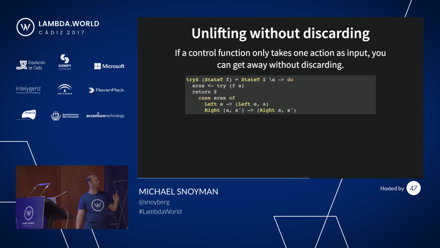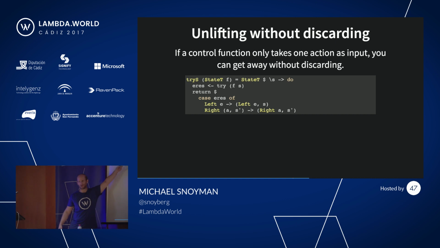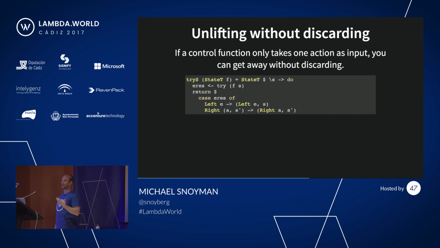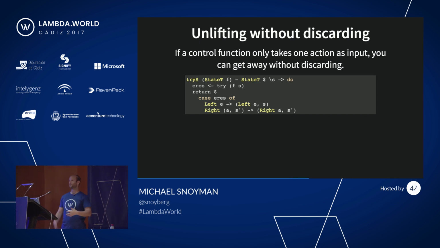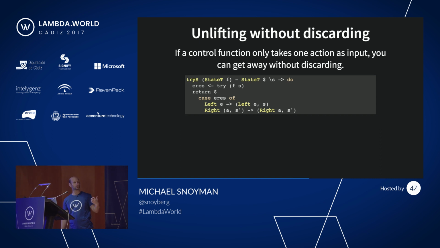You may also notice, though, that in this Left case, where an exception did occur, we're going to have to revert back to the original state. This is one of the fun things about dealing with runtime exceptions in the StateT transformer. There's no way to catch, to figure out what the intermediate state was if a runtime exception occurs.